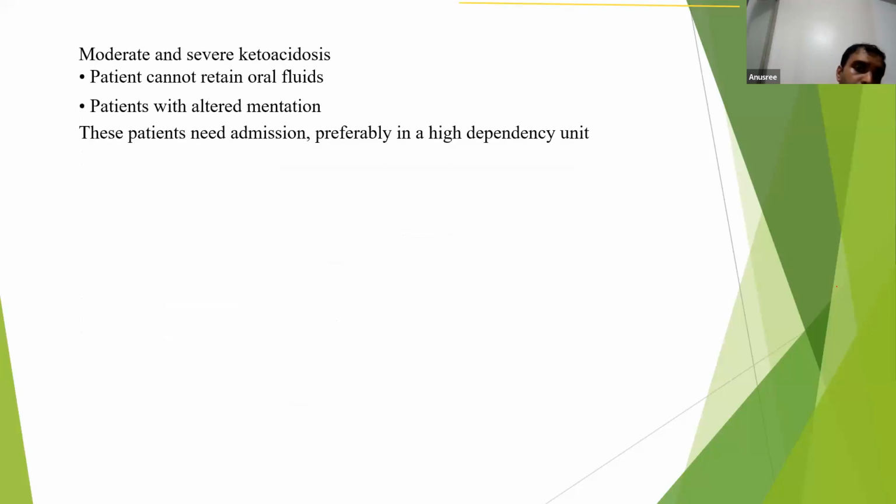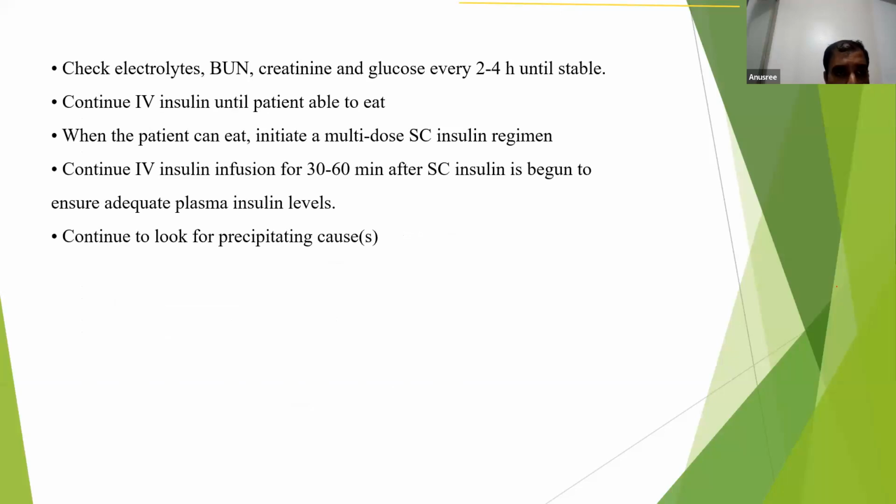But moderate and severe ketoacidosis cannot be treated on an OP basis. It should be treated in an IP setting, preferably in an ICU setting. And the things to be looked for are the same, but the frequency should be more. Continue insulin till the patient is able to eat, and the insulin infusion can be continued for 30 to 60 minutes, after which subcutaneous insulin can be given. Always look for a precipitating factor.